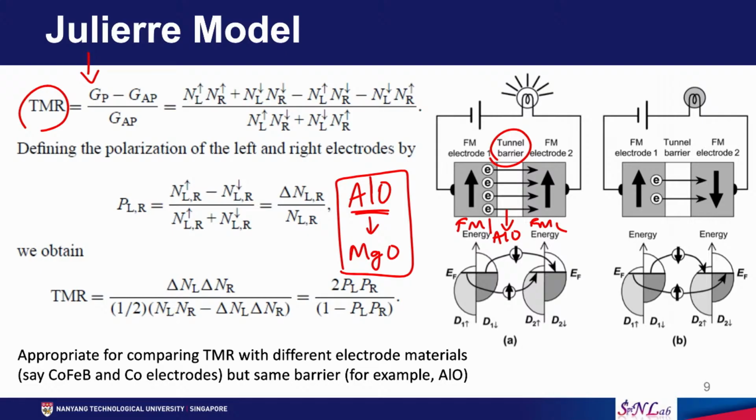Okay. So, in this case we have the density of states on the left side ferromagnet and the right side ferromagnet. Okay. So, the majority electrons in the left side and right side ferromagnets, and the minority electrons in the left side and the right side ferromagnet. For the parallel configuration, this is the first term. Okay. So, Gp is these two terms.